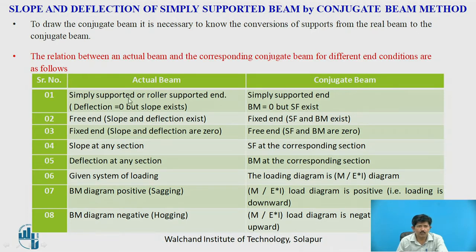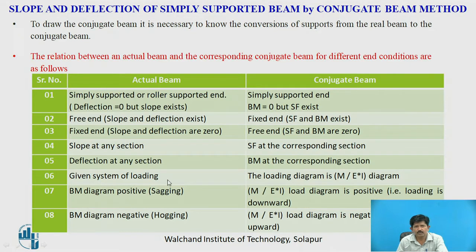So, a simple support or roller support in the actual beam will be treated as a simply supported beam in the conjugate beam. The free end in the actual beam will be a fixed end in the conjugate beam, and the fixed end in the real beam will be a free end in the conjugate beam. Then slope at any section will be equal to the shear force at the corresponding section of the conjugate beam. Deflection at any section will be equal to the bending moment at the corresponding section in the conjugate beam.